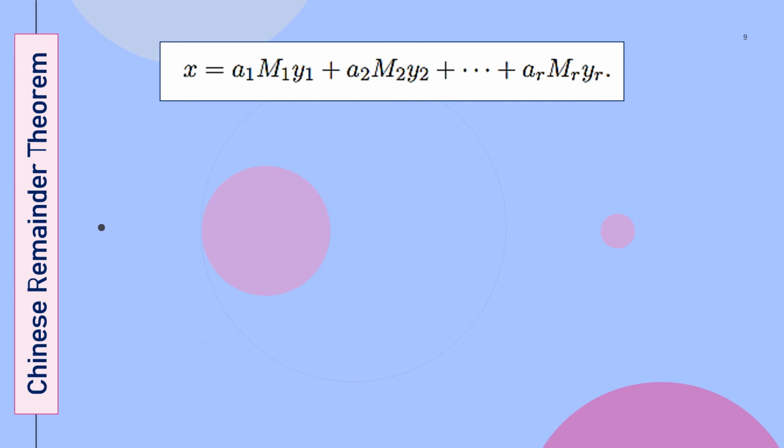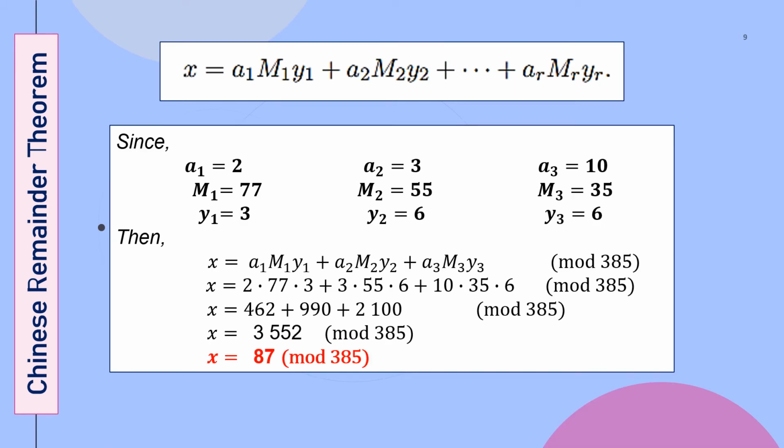So to get the value of x, we have to add the product of a sub 1, m sub 1, y sub 1, plus a sub 2, m sub 2, y sub 2, until a sub r, m sub r, y sub r. So, let's see. Since we have these values, then x equals a sub 1, m sub 1, y sub 1, plus a sub 2, m sub 2, y sub 2, plus a sub 3, m sub 3, y sub 3, modulo 385.